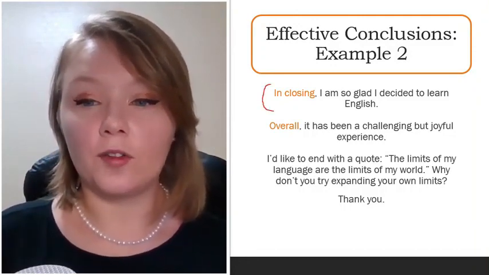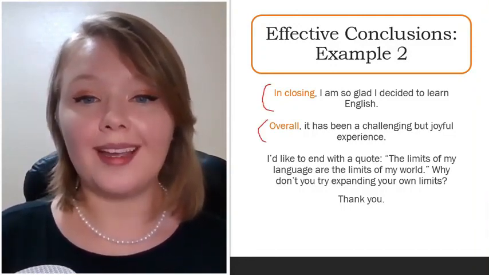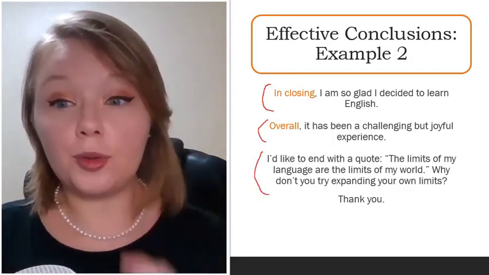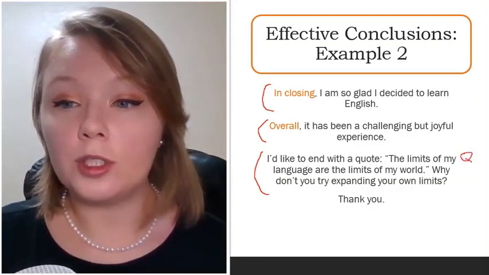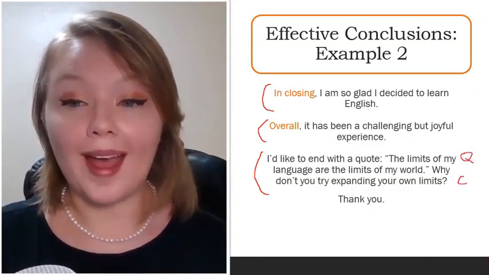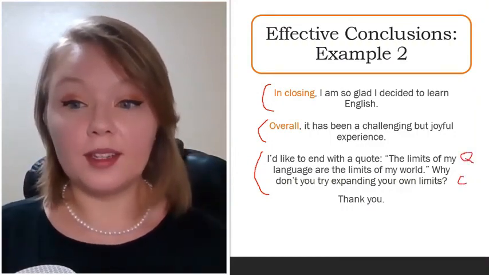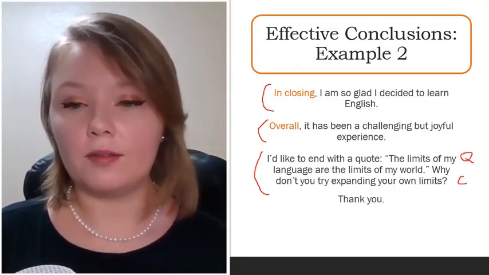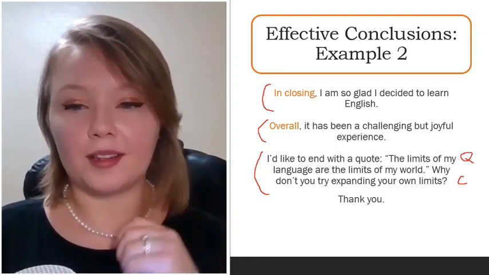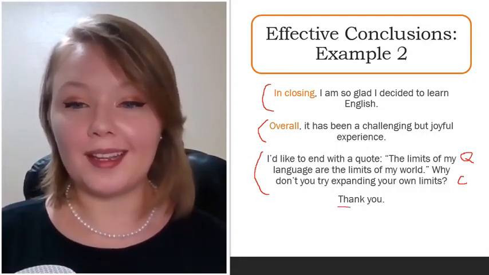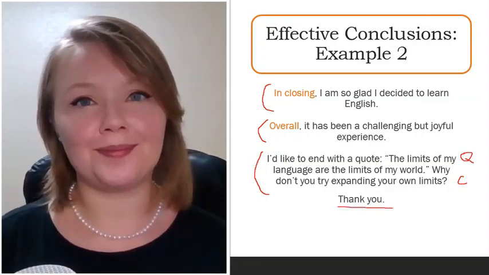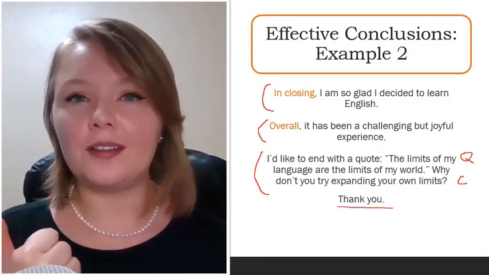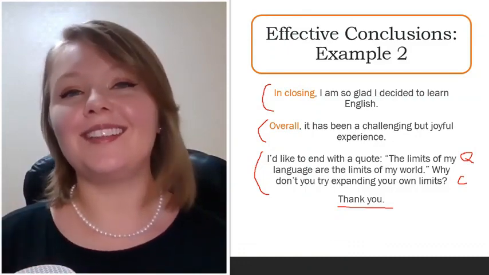Okay, so let's look at this. We have our signal phrase, our review, and our closer. So if you notice here, I actually used 2 closers. I used a quote and a call to action because it was related to the quote. So sometimes, yes, you can use more than one closer if you really want a very effective finish. And then, of course, again, we end with thank you. So remember, an effective conclusion has a signal phrase, a review sentence, and a closer.